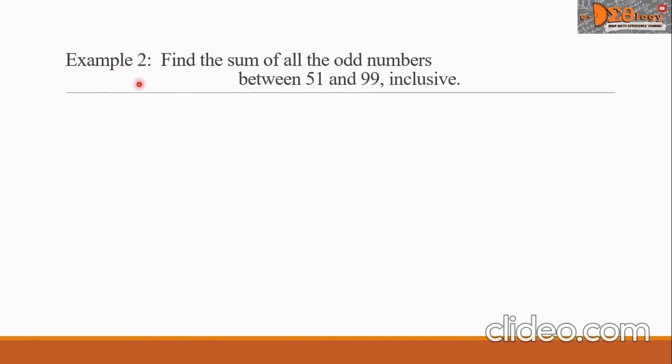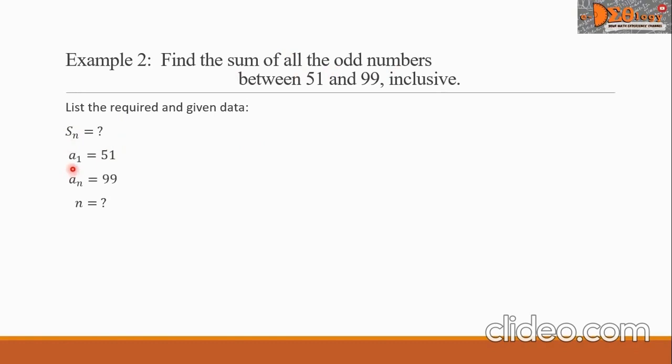Let us have example 2. Find the sum of all the odd numbers between 51 and 99 inclusive. Let us list the required and given data. The first is S sub n. This is the sum of all the odd numbers as required in the problem.